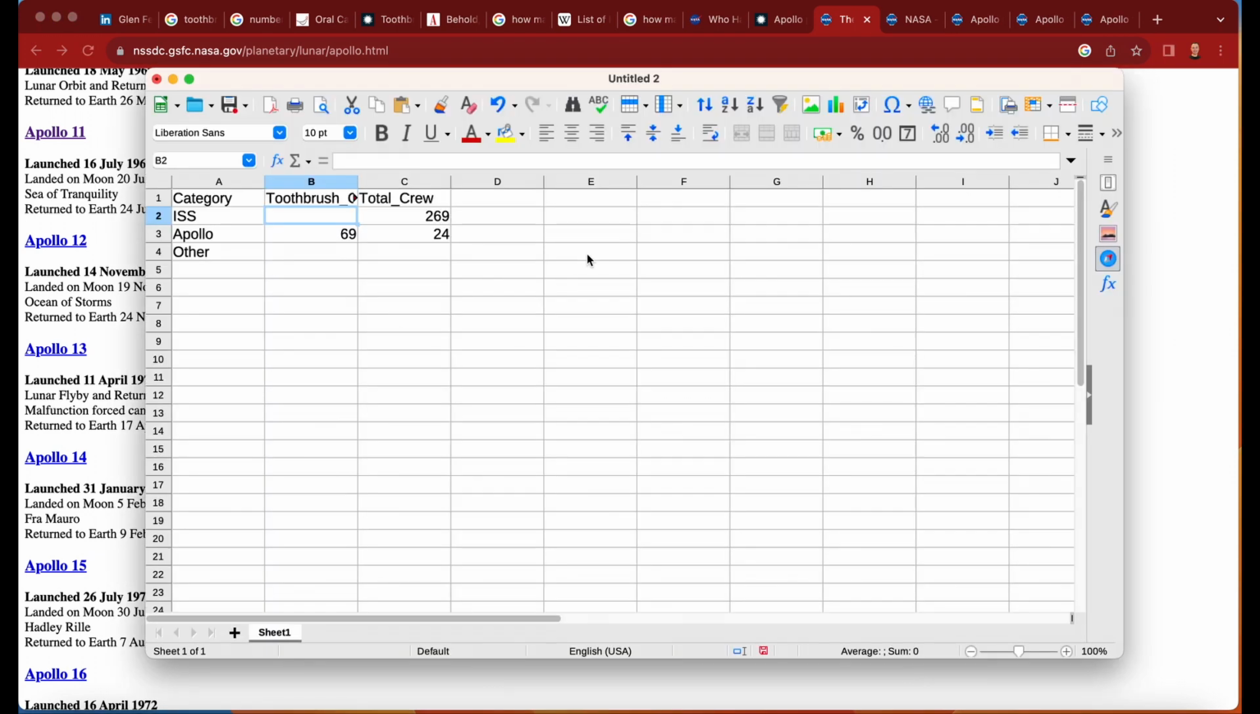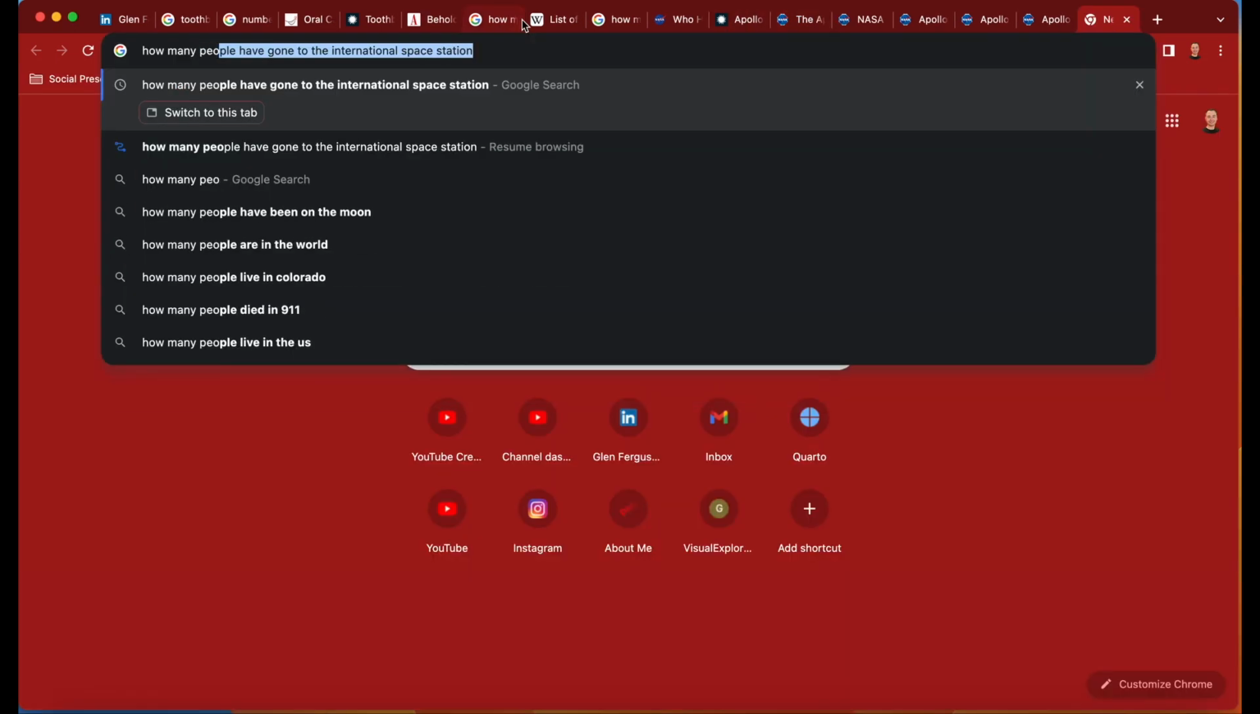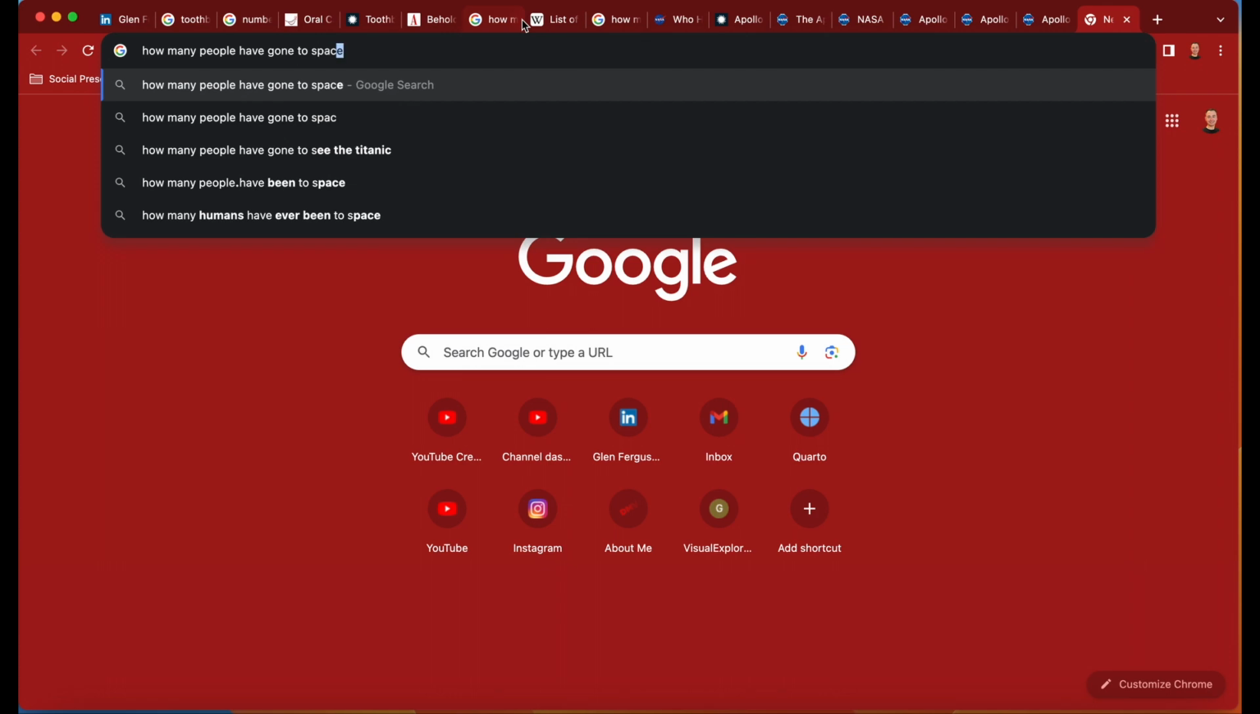ISS, we had 269. I wouldn't be surprised if it's 3, but I don't have an authoritative source on it. We're going to work with 3 for now. Equals 3 times the number of people we had. Other. How many people have gone to space?